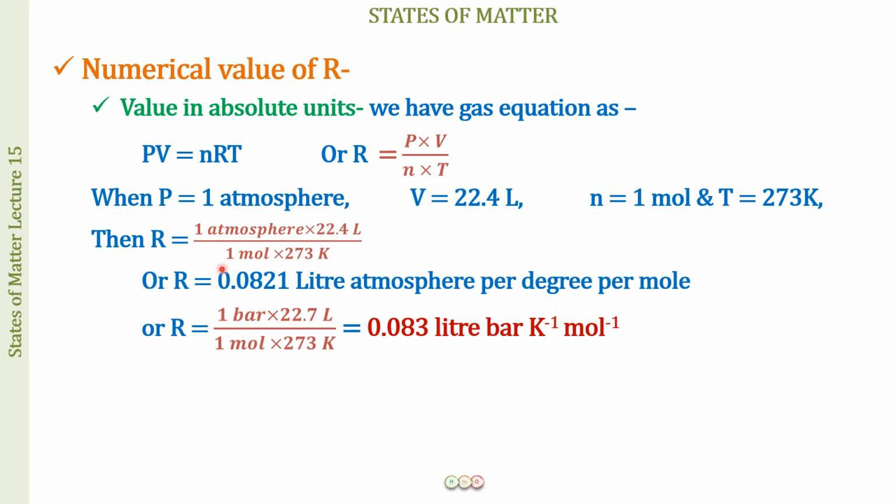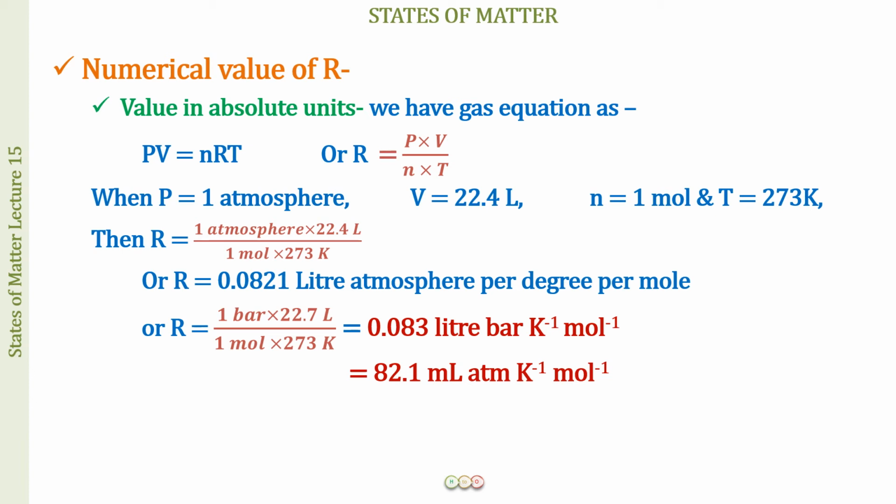So we will be having, instead of 1 atmosphere, the pressure of 1 bar, so that at this pressure, 1 mole of a gas is going to occupy a volume of 22.7 liters. So we will be solving this to get the value of R to be 0.083 liter bar per Kelvin per mole. Also, you can keep on changing the units of pressure and the volume to get various values of R.